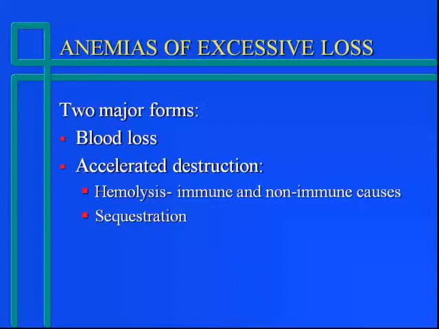We'll shift gears now to talk about the anemias of excessive loss. We just covered the anemias of underproduction. Again, there are 2 major forms of this. There's blood loss, and then there is accelerated destruction of red blood cells, which may be either in the form of hemolysis, either from immune or non-immune causes, or in the form of red blood cell sequestration.